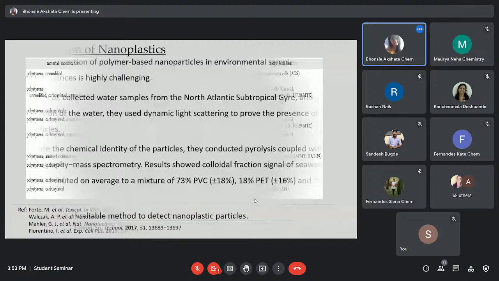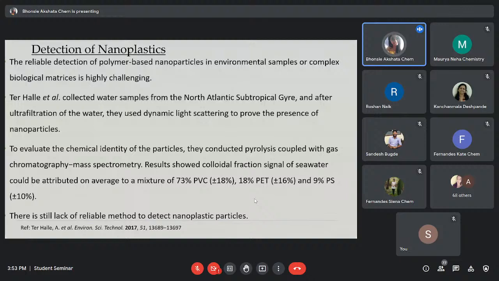Detection of nanoplastics in environmental samples or complex biological matrices is highly challenging. It is highly challenging because of its small size, one thing, and secondly because of its very close relation in chemical composition to that of organic matter. So it makes it more challenging to detect these nanoplastics in the environment and also in biological systems.